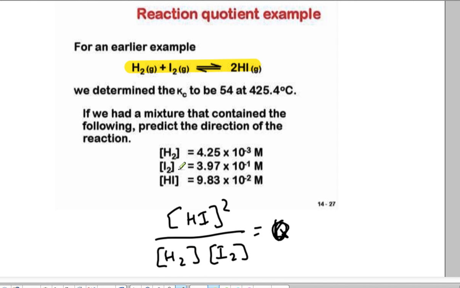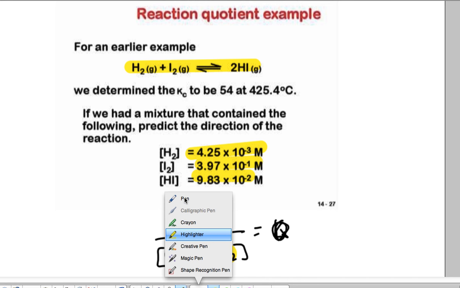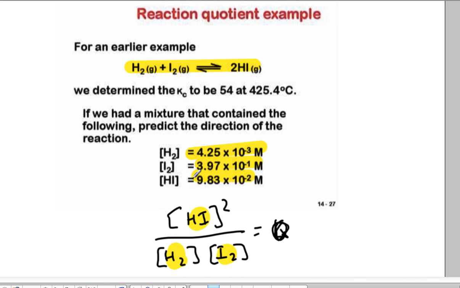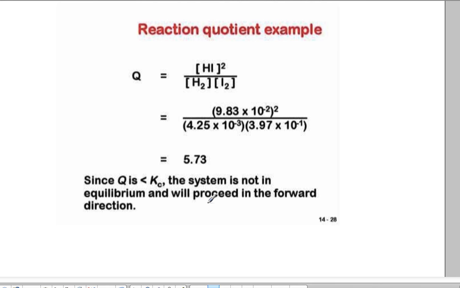And they say, okay, well my mixture has this, this, and this. Notice I have all three values. So all I'm going to do basically is take this number for HI and square it, put those two numbers on the bottom, multiply it, and calculate it. Well, here's the problem completed. If I plug it in, square the top, multiply the two on the bottom, I get 5.73.